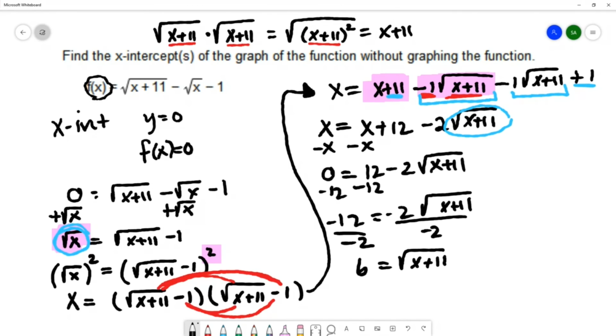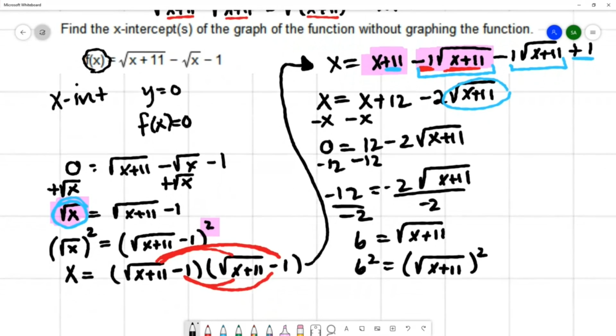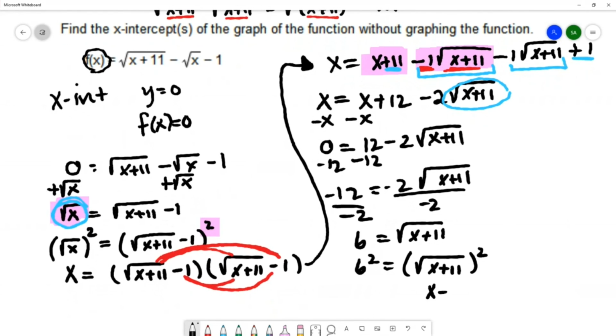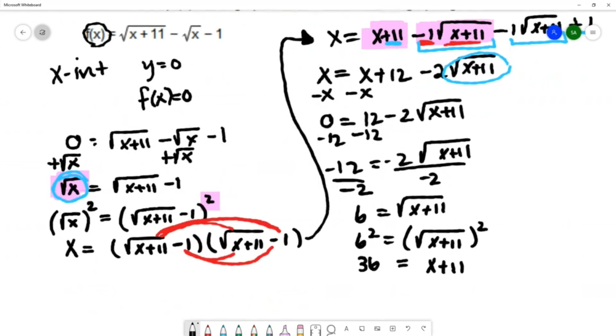Once you isolate it, then you try to get rid of it. So to get rid of this square root, I'm going to square. I'm going to square the left and also square the right. The square root and the square cancel each other out, leaving me with x plus 11 on the right. 6 squared is 36. And then I'm going to subtract 11 on both sides. That gives me x equals 25.